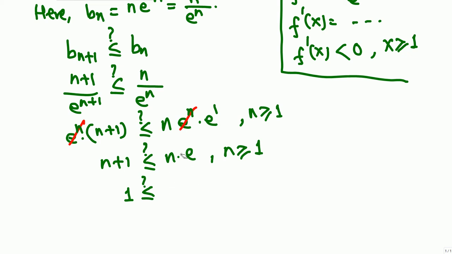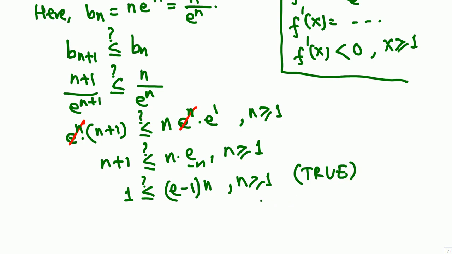Subtract n, and then we can factor n out. It remains 1 less than or equal to (e minus 1) times n. Is this true for all n bigger than or equal to 1? e is about 2.7 minus 1, so it's about 1.7 times n. Yes, for n equals 1, 1.7 is obviously bigger than 1. For n equals 2, 2 times 1.7, so this is true. That means b_n's are decreasing.